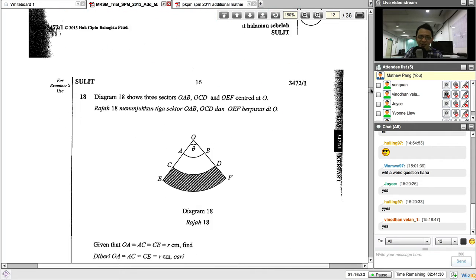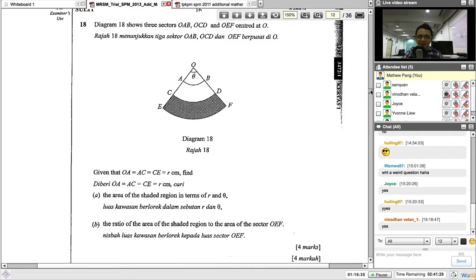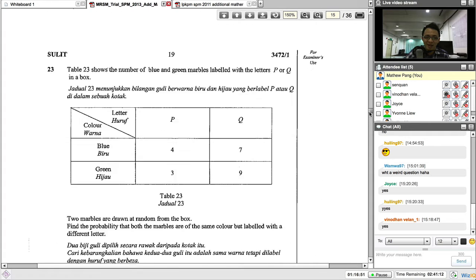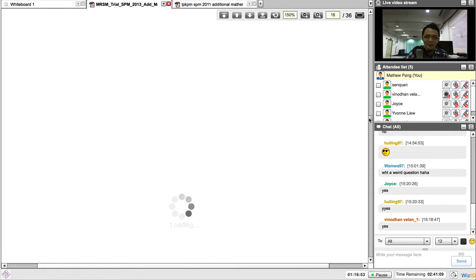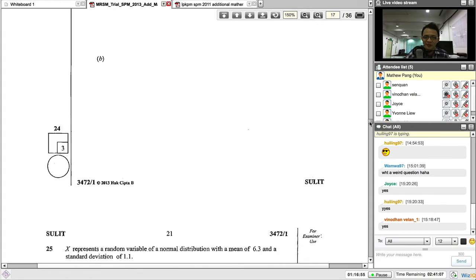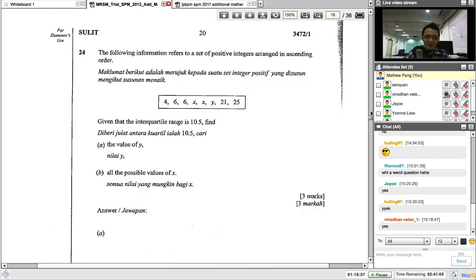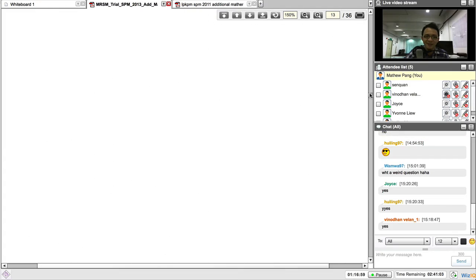Alright, move on to the next one, 18. This one, circular measure, is very simple. I give you 2 minutes to try this question, and I guess I need some rest also. Let me see, in total how many questions do we have for paper 1? We have 25. Yeah, we're almost done.